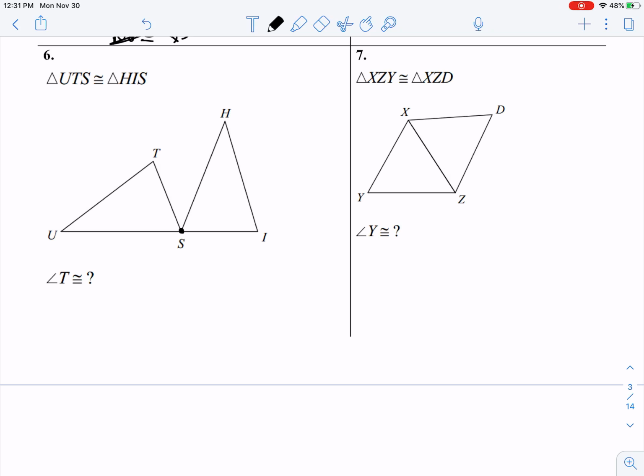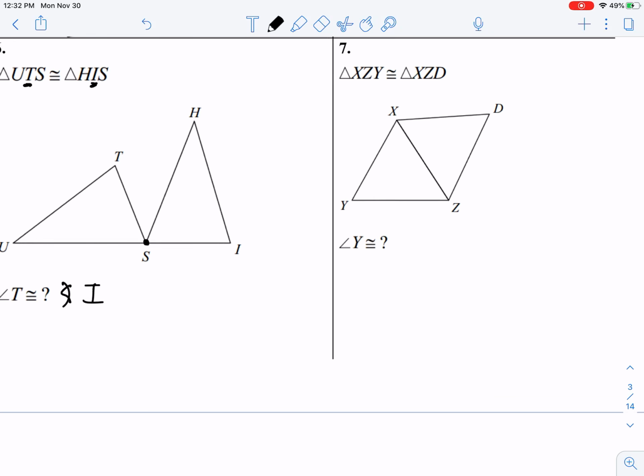But, you know, we have UTS. We're talking about angle T. So where's angle T in relationship to the first one? It's in the middle. So it must be the middle letter for the second one. Okay, and that's all it takes for these corresponding parts. Again, not really too difficult.